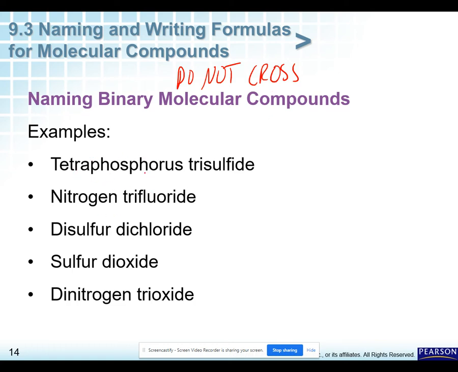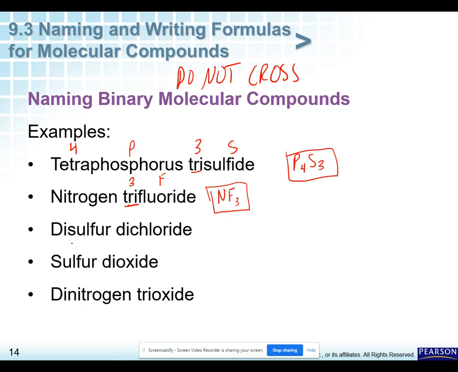Tetra phosphorus. So tetra means 4, and phosphorus is P. So we have a P4. Tri means 3. Sulfide is sulfur, so that's an S. So S3. Here we have nitrogen, but there's no prefix, which means it's just a 1. Here we have tri, that's a 3. Fluoride is an F, so NF3.